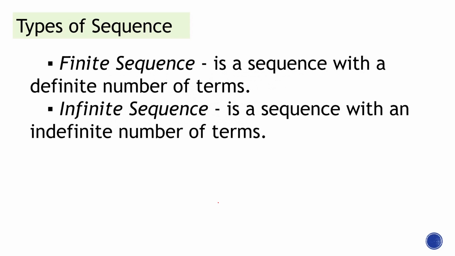There are two types of sequences, generally speaking. We have the finite sequence and the infinite sequence. The difference between the two is obvious. A finite sequence is a sequence with a definite number of terms. On the other hand, an infinite sequence is a sequence with an indefinite number of terms, meaning we cannot add all of those terms. It's infinite, it's indefinite.